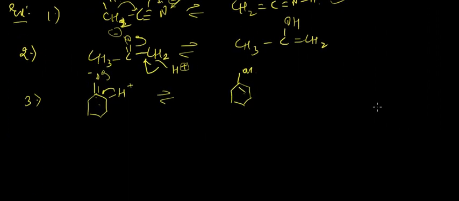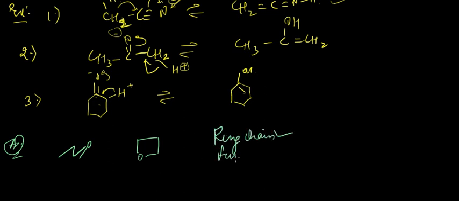Let's talk about some more examples wherein you need to identify which type of isomer it is. Suppose I have this and I have this. So which two isomerism are the two compounds following? Obviously they are ring chain and they are functional. Why? This was an aldehyde group and this was an ether group. Okay, let's take another example.